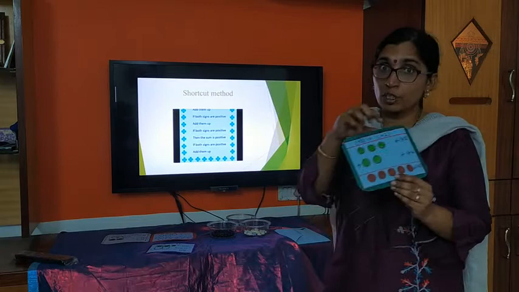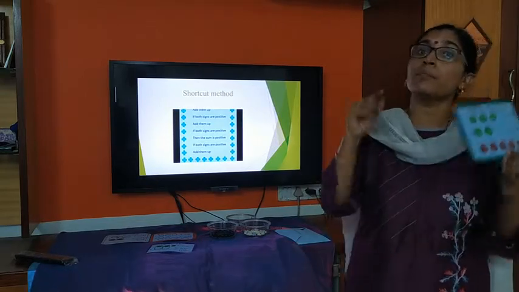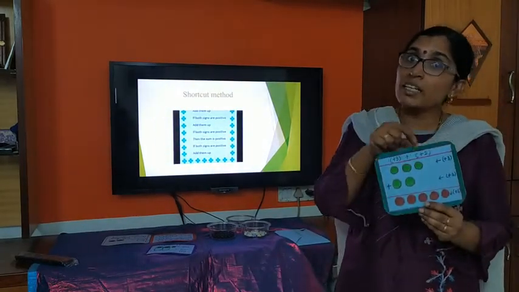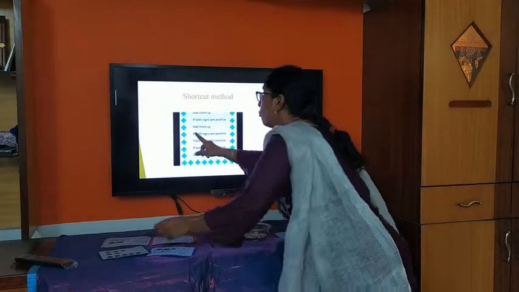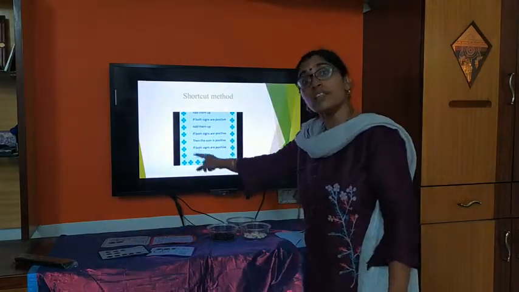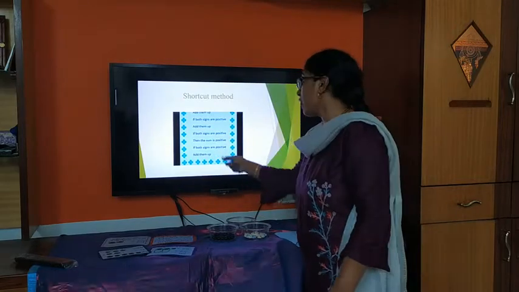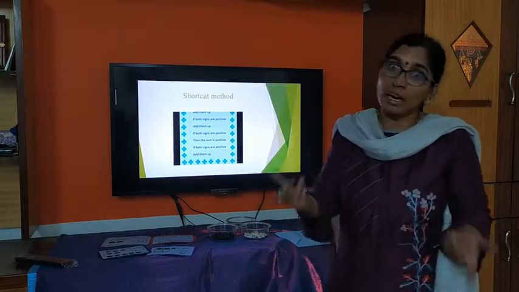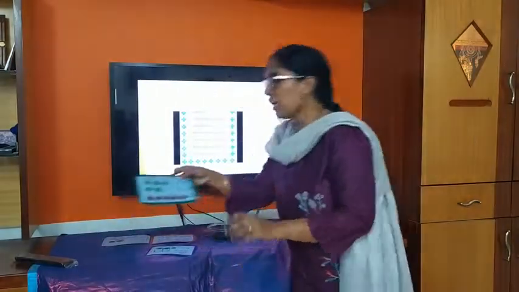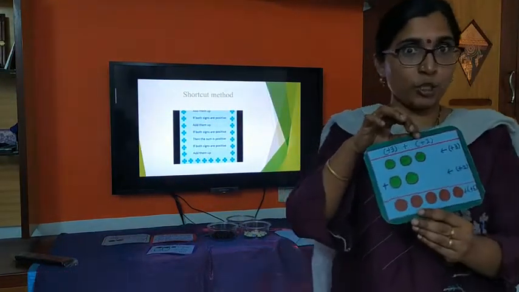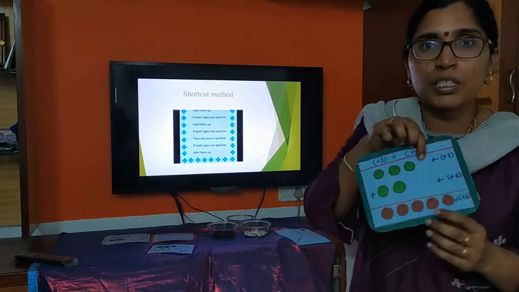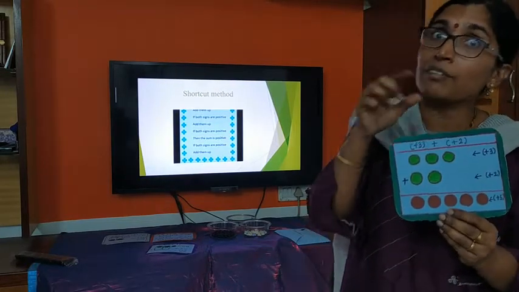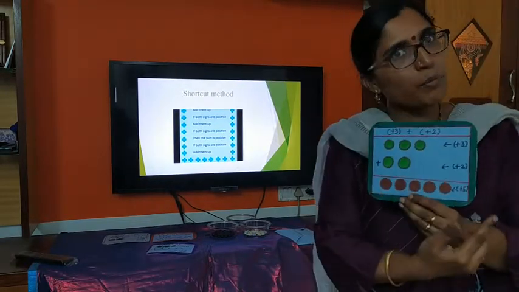If the signs are positive, add them up. If both the signs are positive, then the sum is positive. That means if both the signs are positive, you have to add. So what will be the sign of the sum? Sum means the answer which you will get after addition. It will also be positive.